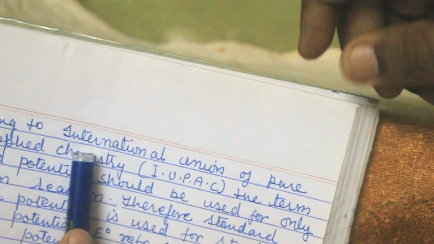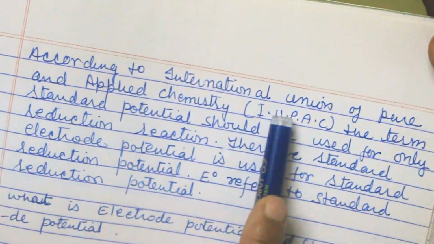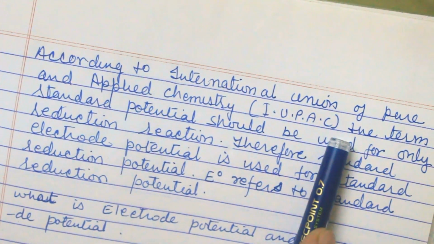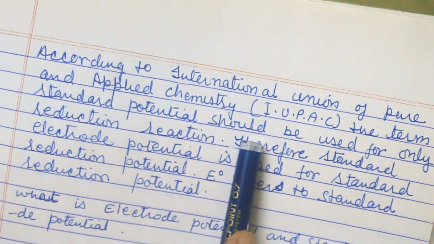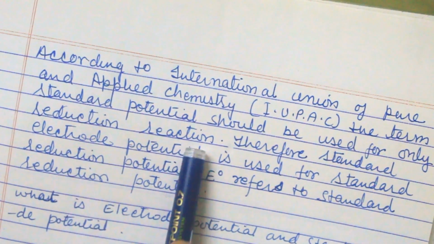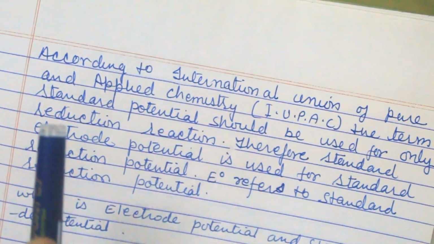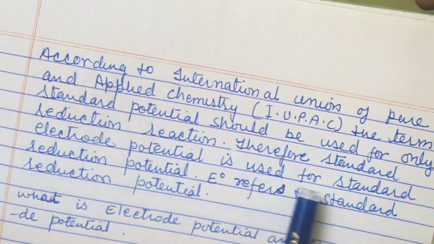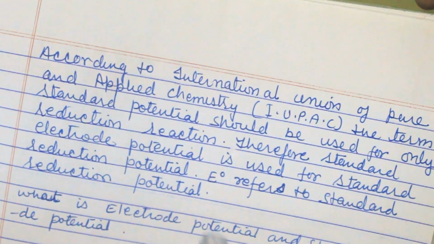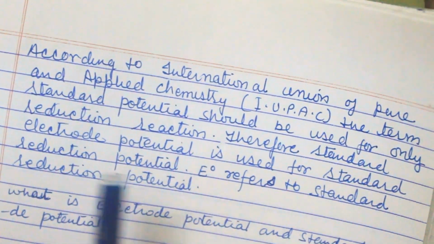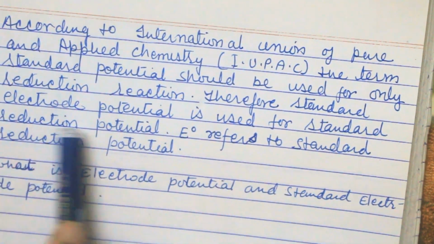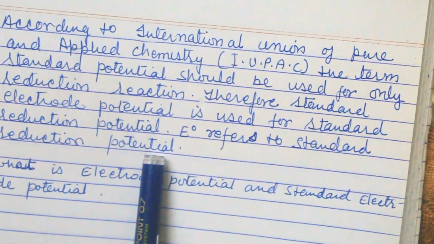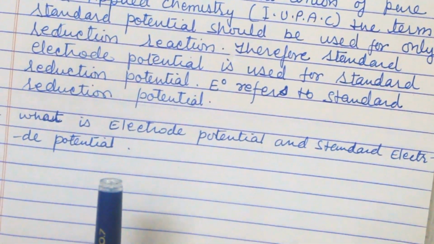Now according to the International Union of Pure and Applied Chemistry, that is IUPAC, the term standard potential should be used only for reduction potential. Therefore, standard electrode potential is used for standard reduction potential. Always remember, there is no oxidation potential. Always we take reduction potential, that is, E0 refers to the standard reduction potential.